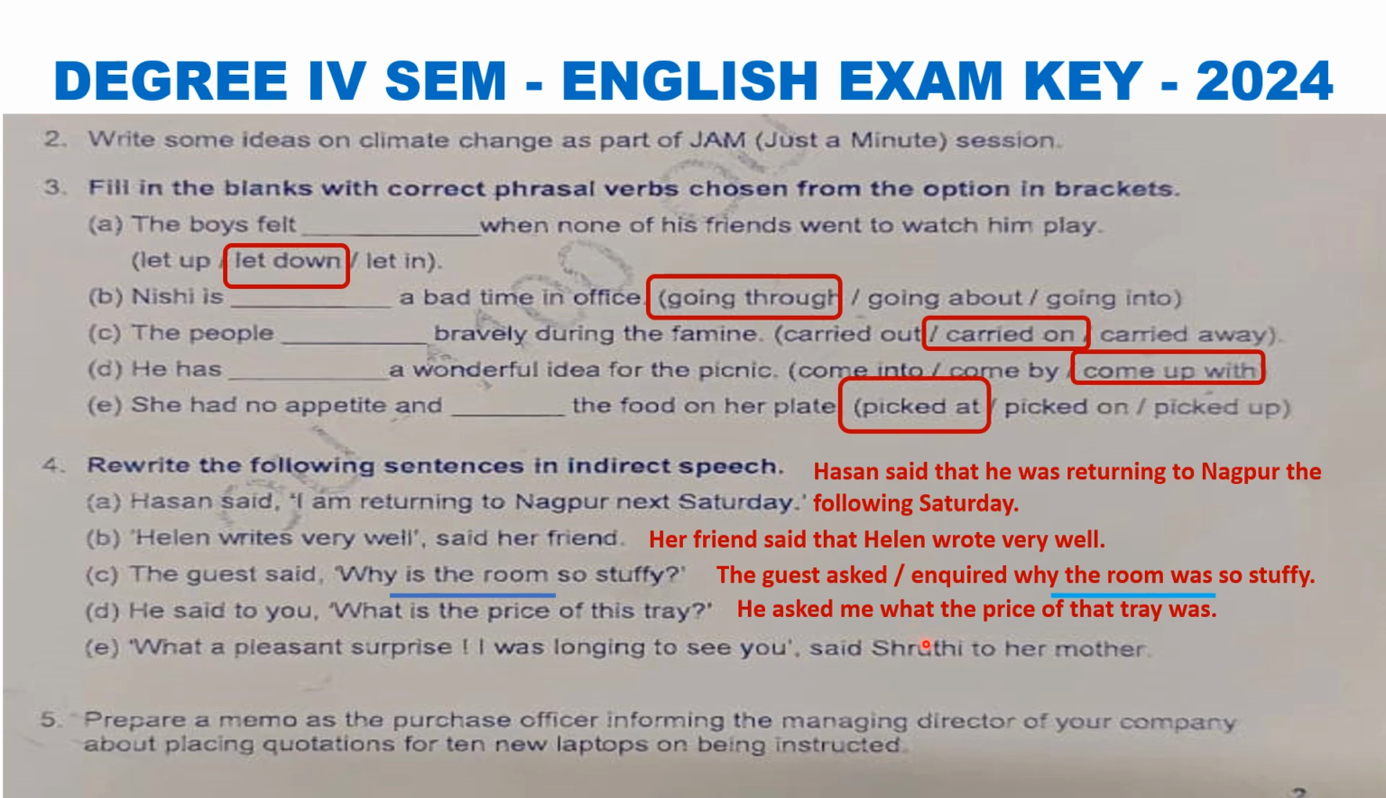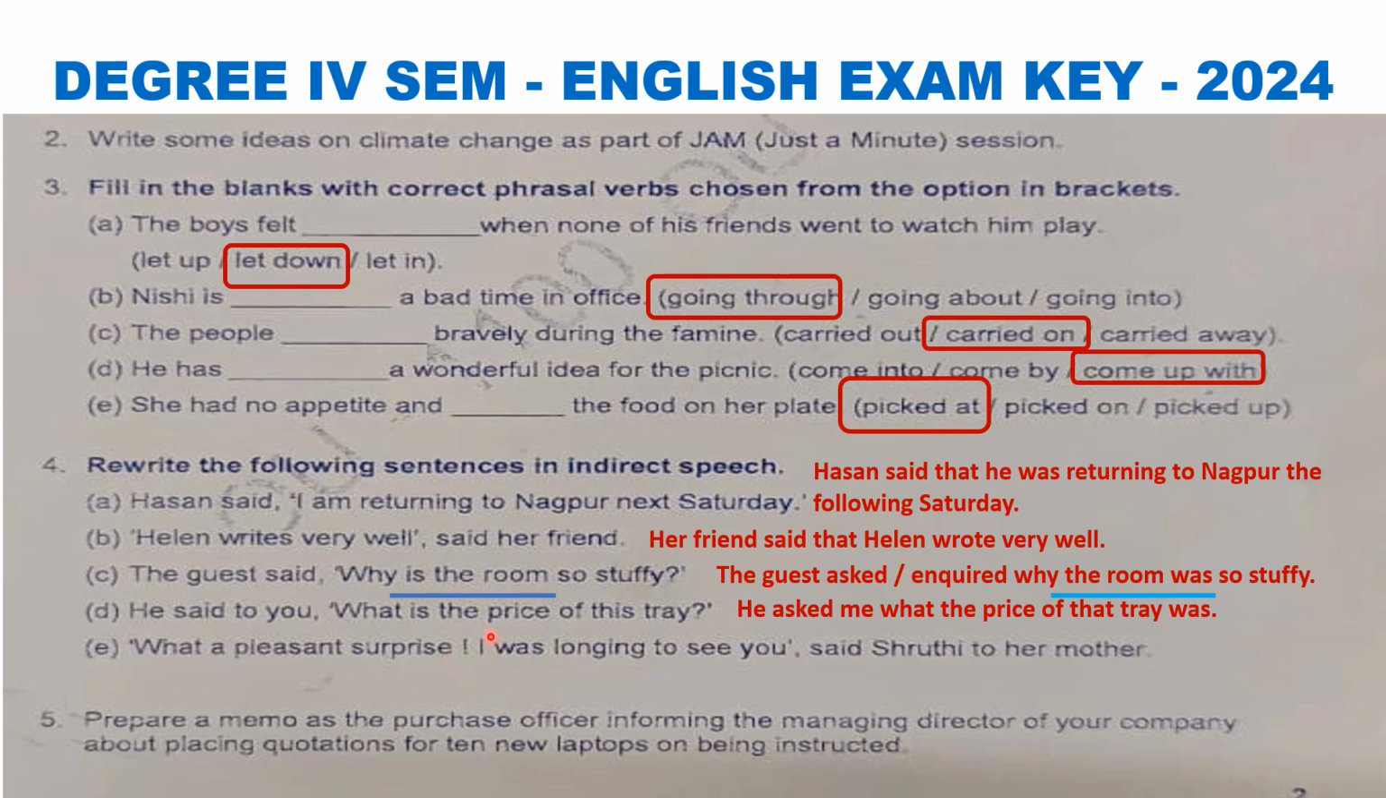So he asked me what the price of that tray was. This tray becomes that tray. Is becomes was. "What a pleasant surprise! I was longing to see you," said Shruti to her mother. So this mark tells you that it is an exclamatory sentence.